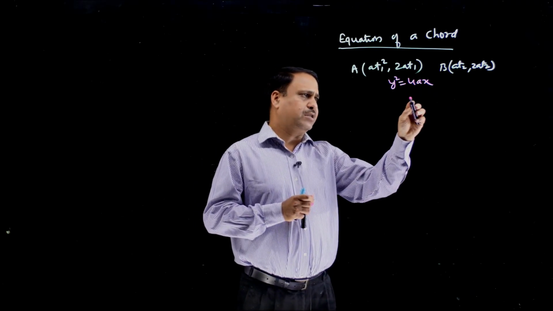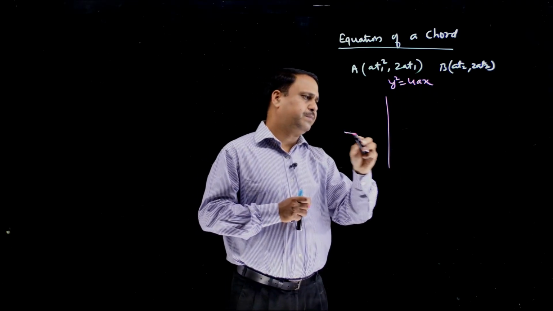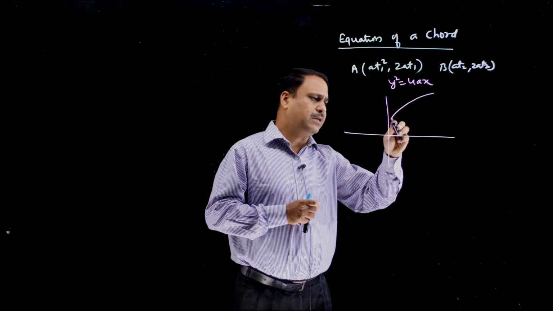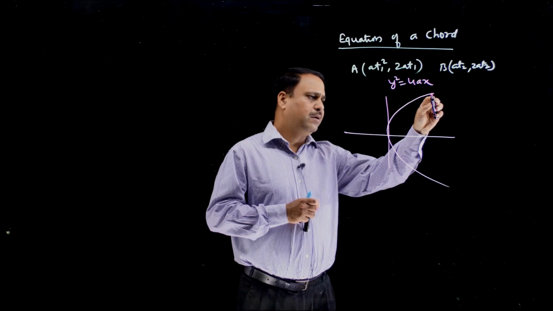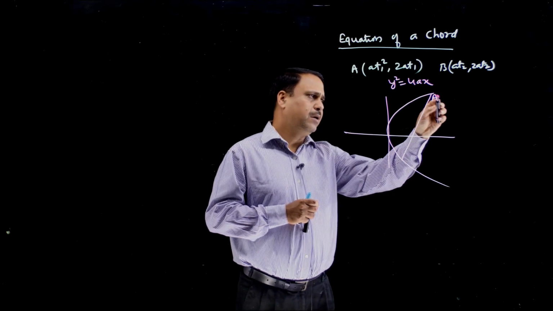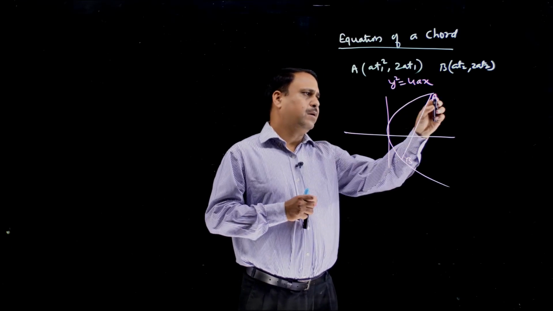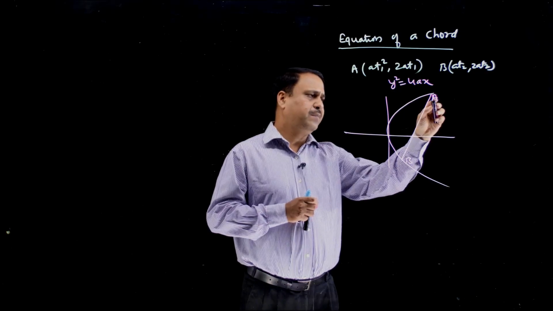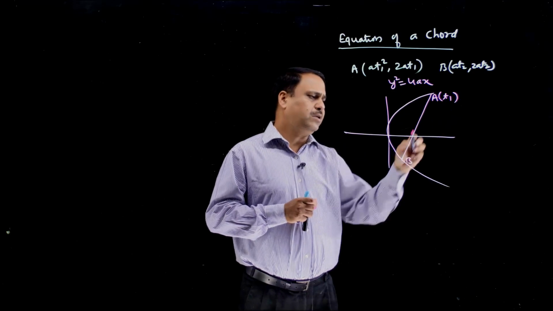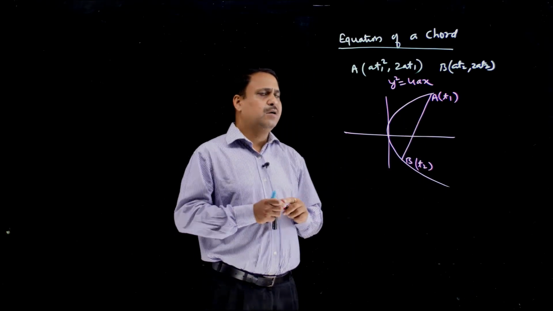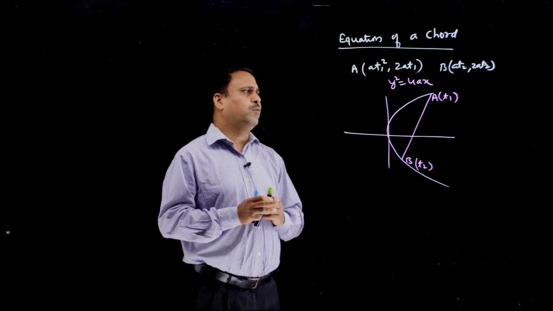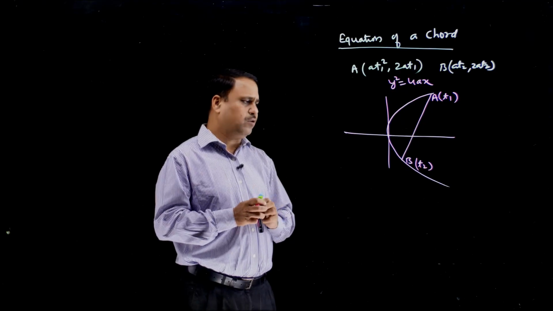So these are 2 points. This is my standard parabola and these are 2 points anywhere on this parabola. A, B. This is point t1 simply. This is point t2. Now I have to find the equation of this chord. So a very simple method, the 2-point form, 2 points are given. I can find the equation of this chord joining 2 points.